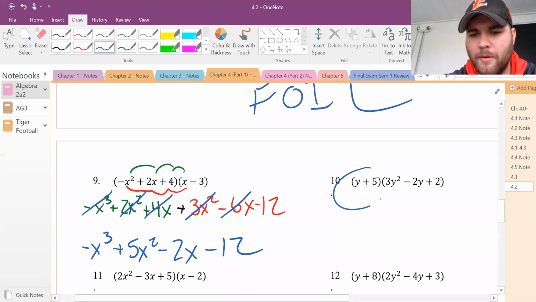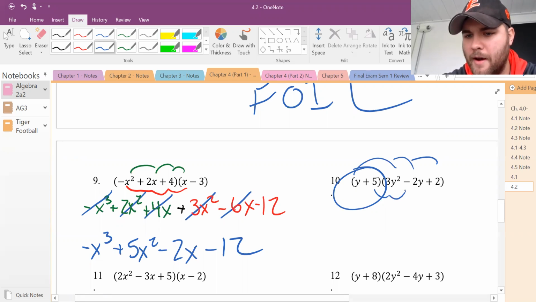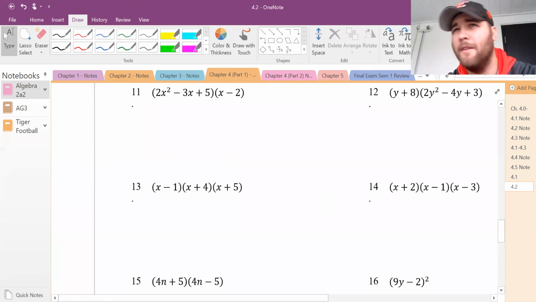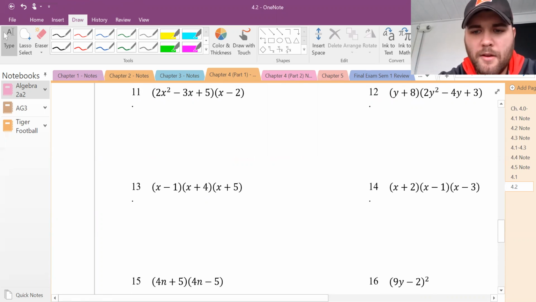It's just the binomials on the left, so it's no big deal. You just do the y to all 3, then you do the 5 to all 3, and combine like terms. Whether it's on the right or the left doesn't make any difference. It's like 5 times 3 or 3 times 5. Both equal 15. Okay, let's go to 13.